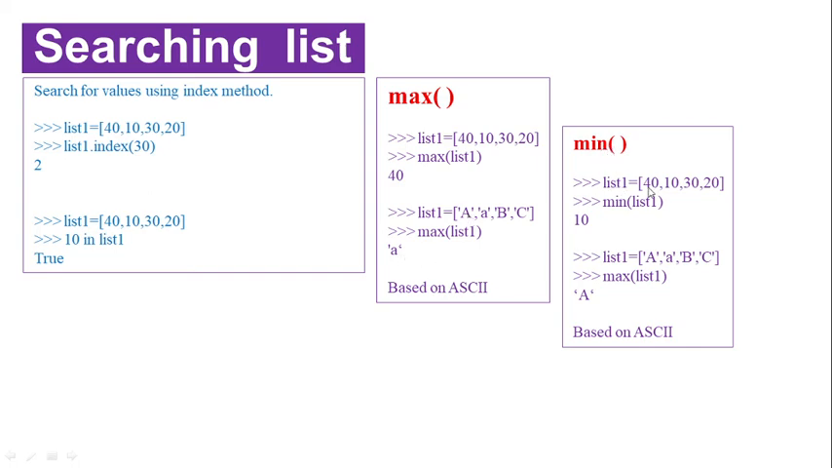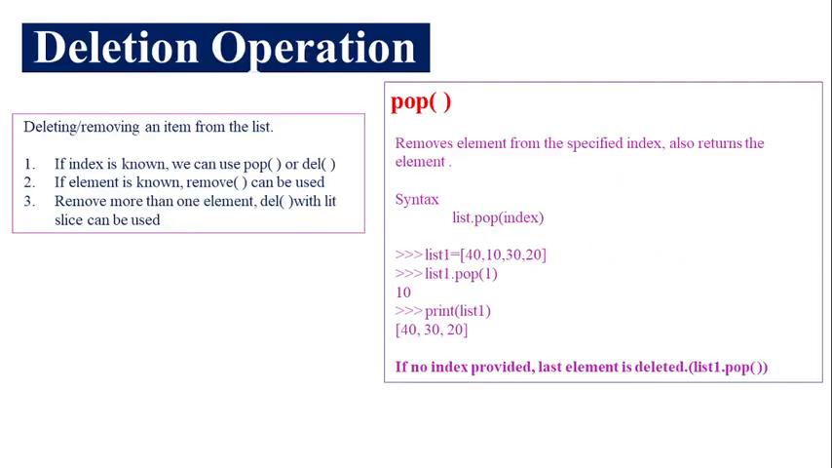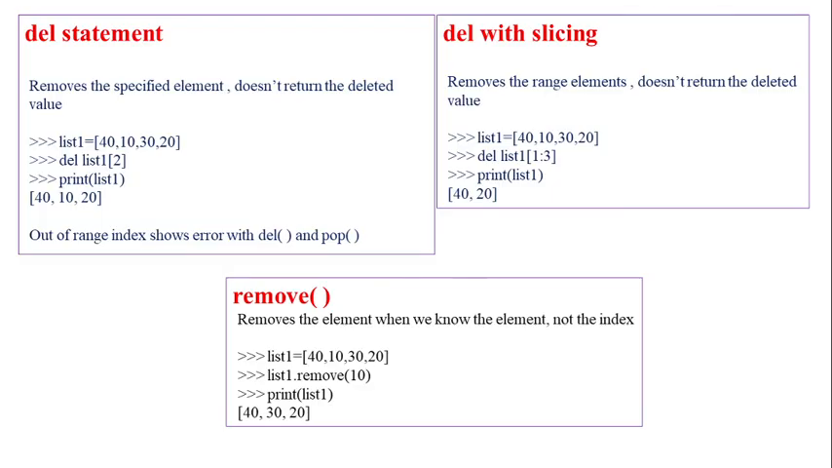Then min of list 1 with 40, 10, 30, 20 returns 10. For the string list, min is caps A, not small a, because caps A's ASCII value is 65 and small a is 97. So always keep in mind that for string operations or comparisons, we are making use of ASCII, one of the most commonly used interchanging formats. So this is all about the deletion operation, searching, and min and max.